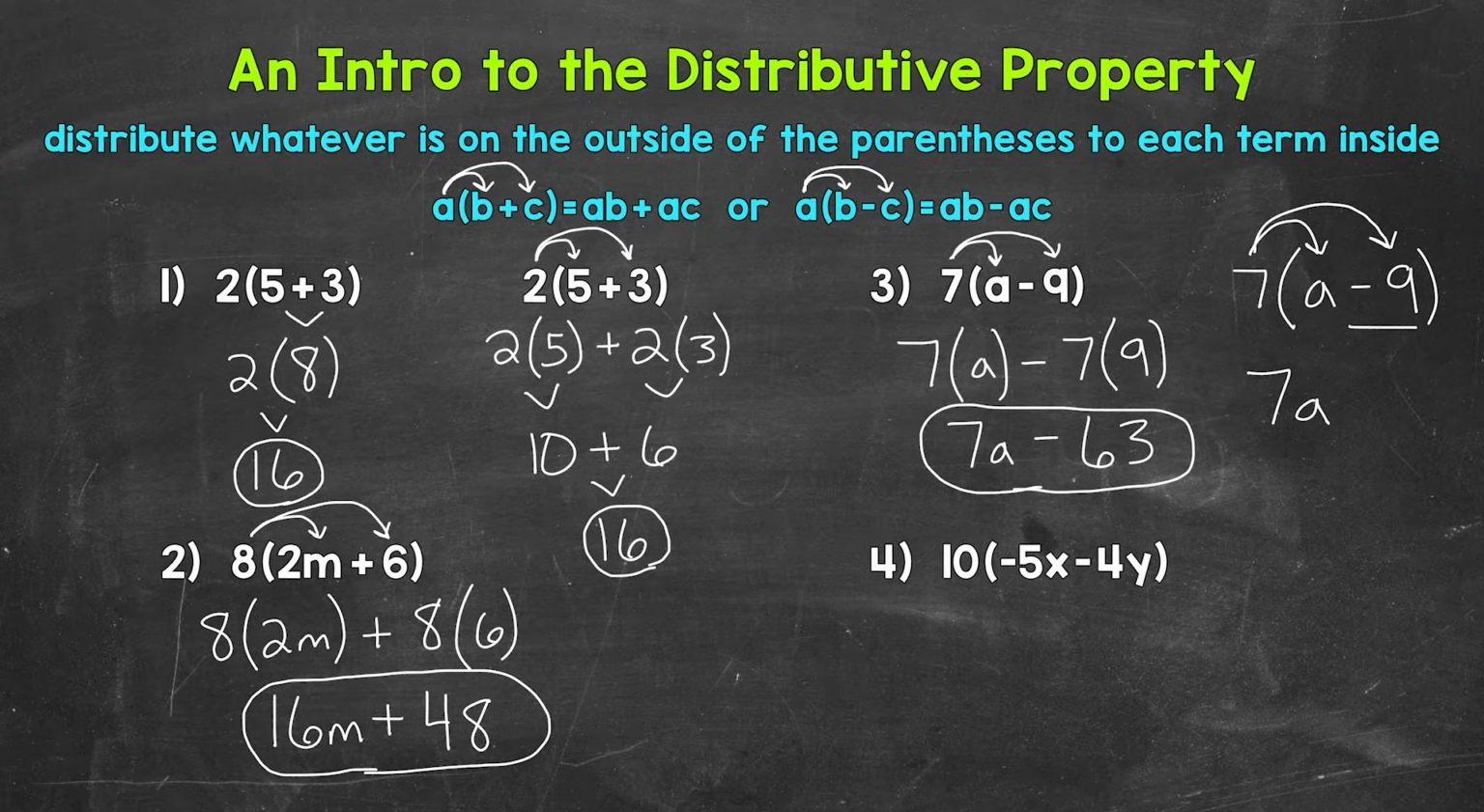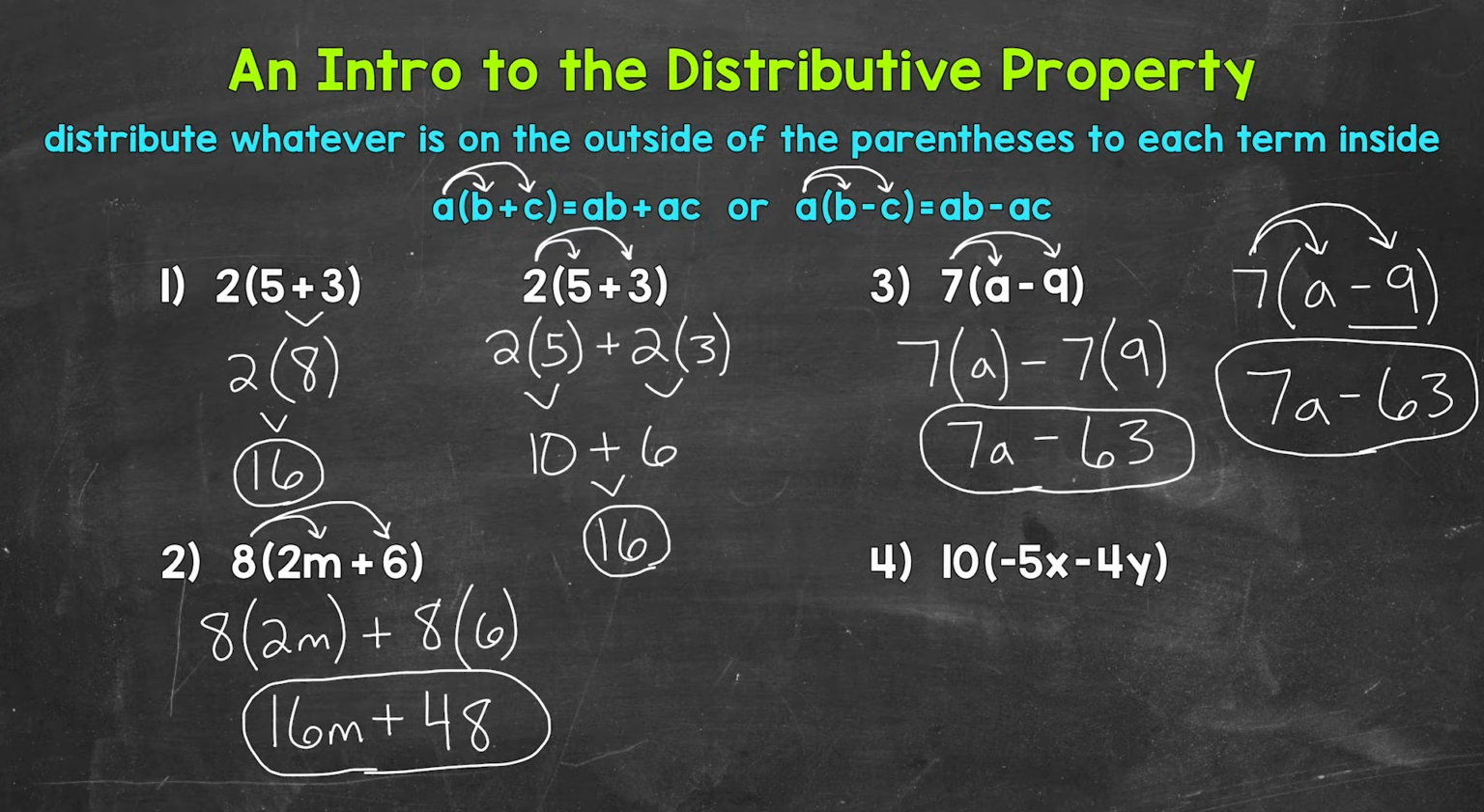7 times negative 9 is negative 63. So negative 63. And we get 7a minus 63 that way as well. And again, that's just a different way to think through it. You get the same thing either way, but you can include the sign in front of the term and think of that as a negative 9. So something to keep in mind.